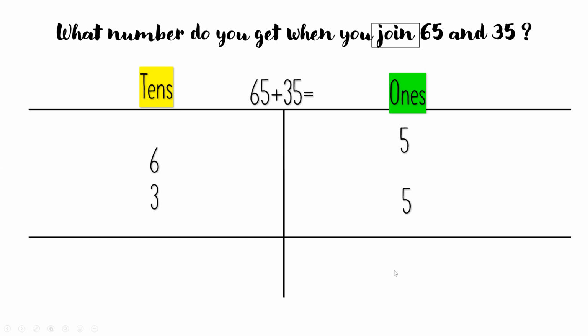We have 5 ones, 6 tens, 5 ones, and 3 tens. 5 plus 5 is 10. So we're going to put our 0 in our ones column, and our 1 is going to be carried over to our tens. And now we're going to add 1 plus 6 plus 3, which equals 10. So our answer is 100.